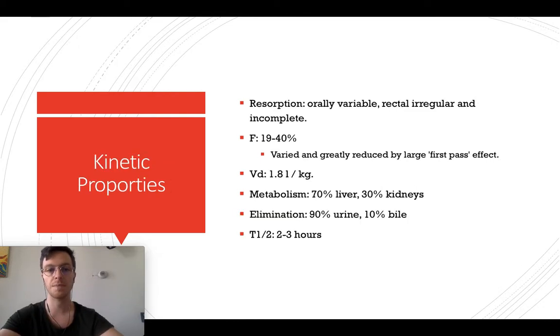withdrawal symptoms. And then my last slide, some kinetic properties. The resorption is orally variable. Rectally it's irregular and incomplete. The first pass is 90 to 40%. Metabolism is mostly done by the liver, 70%, and elimination mostly by urine. And it takes your body 2 to 3 hours to eliminate half of the active morphine in your blood.